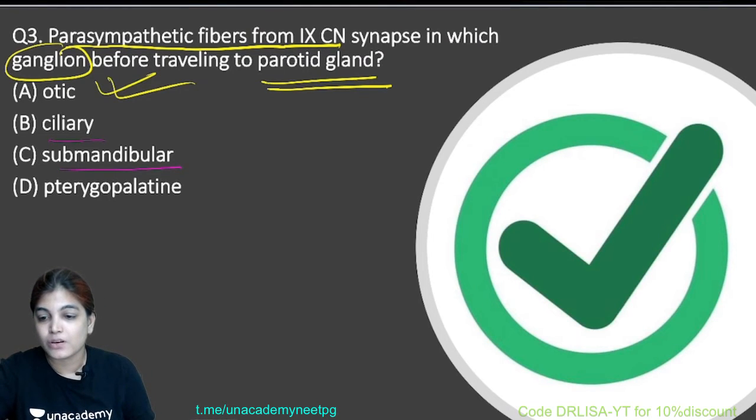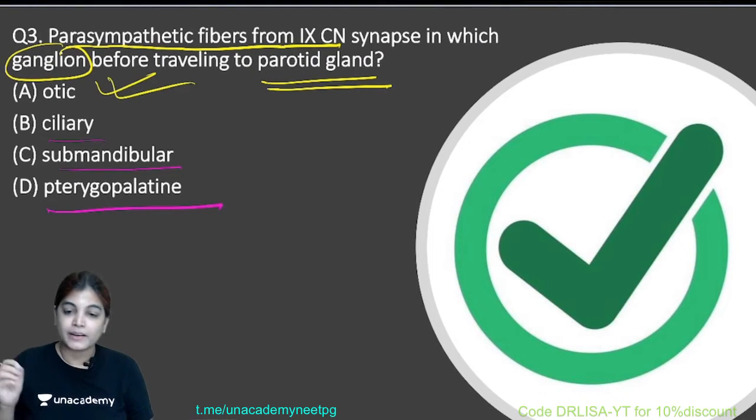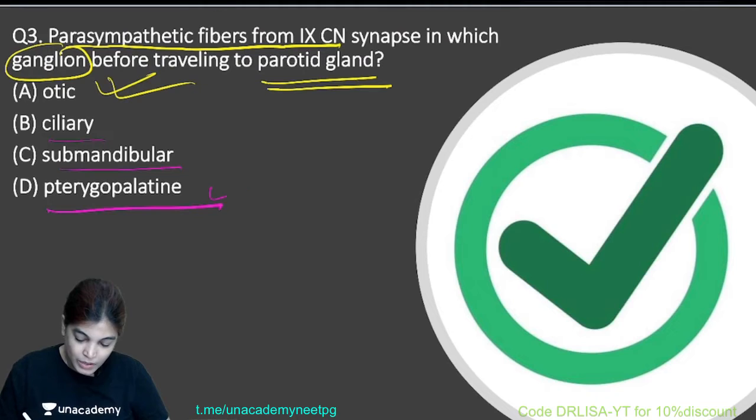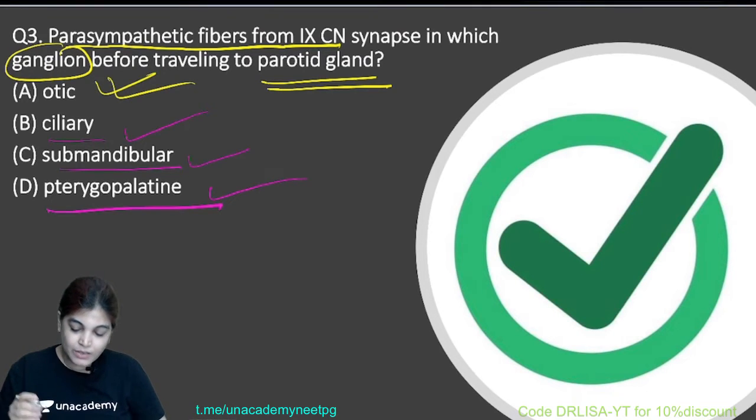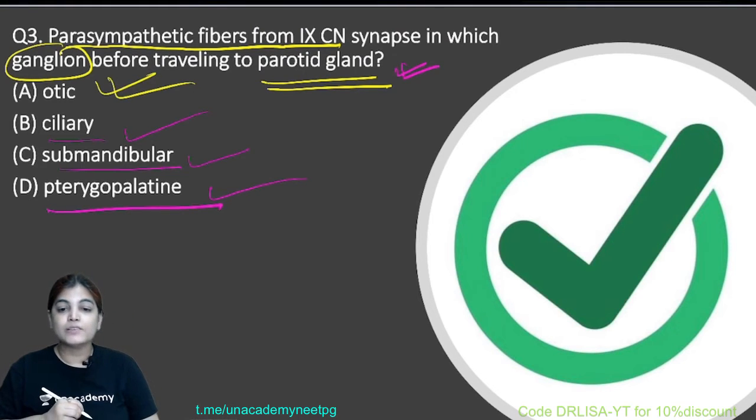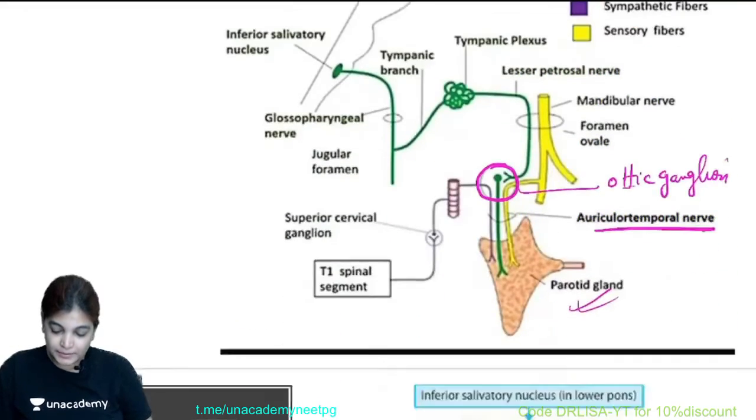The pterygopalatine ganglion, also called the ganglion of hay fever or the sphenopalatine ganglion, gives innervation to the lacrimal gland, nasal and palatal glands, and so on. So these are not the options. The correct option which gives innervation to the parotid gland is the otic ganglion, through the glossopharyngeal nerve.